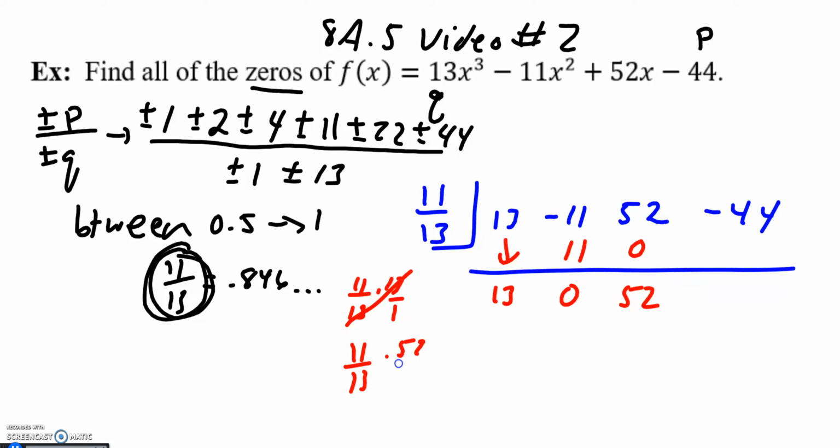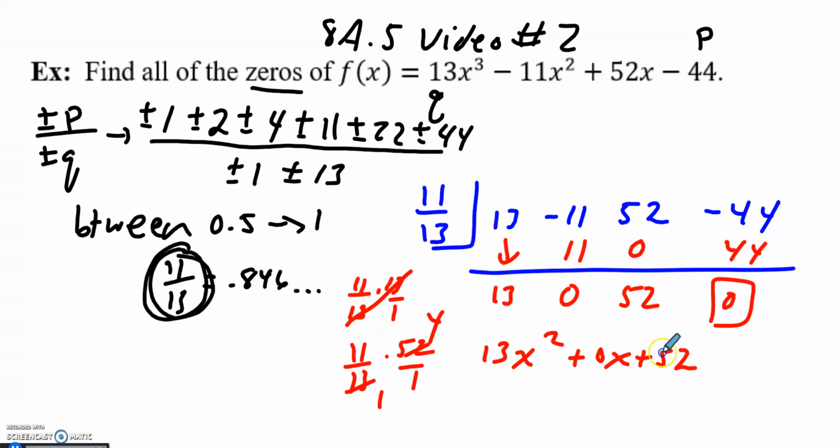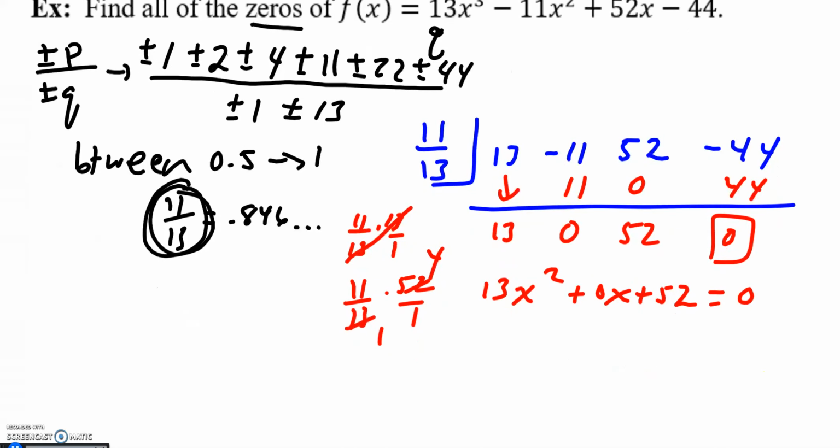11/13 times 52 over 1. Well, how many times does 13 go into 52? It goes in 4 times, so then 11 times 4 gives me 44, which means I do have a remainder of 0, which is nice. And the polynomial that's left over is now a quadratic, 13x squared plus 0x plus 52. And because it's a quadratic, if I set that equal to 0, I can keep solving from there. And just like last time, I am going to go ahead and solve by square roots.